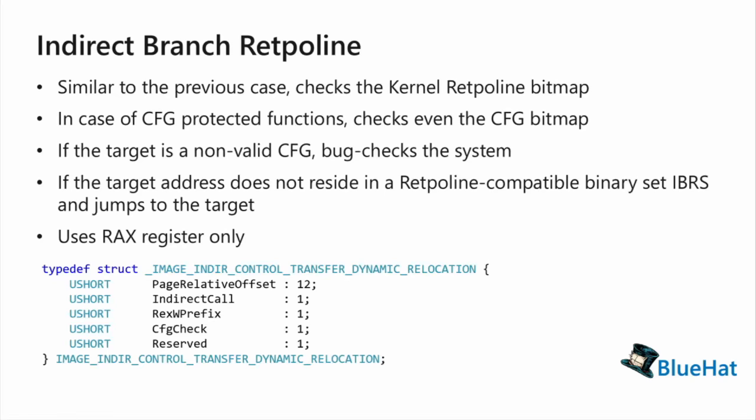The data structure that tracks this is pretty similar to the previous one, except that instead of using the IAT index, we emit some other information: whether the indirect call is using the REX prefix, and whether it is CFG or non-CFG.